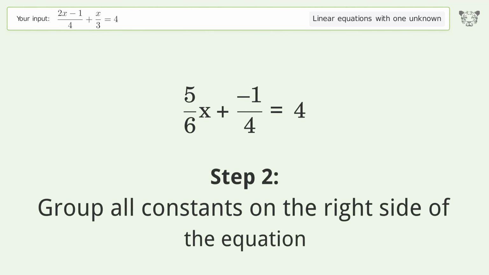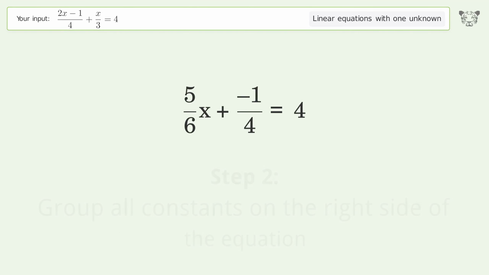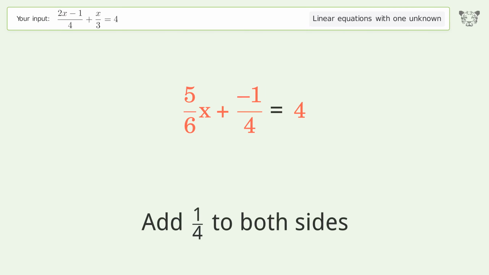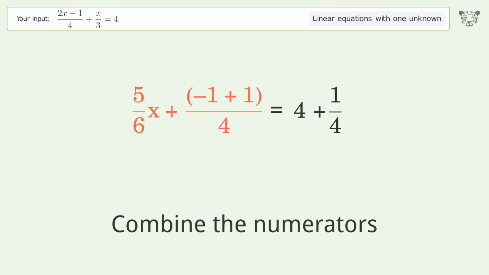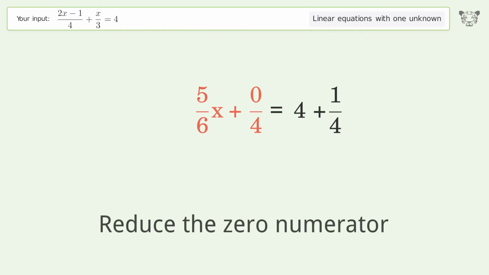Group all constants on the right side of the equation. Add 1/4 to both sides. Combine the fractions. Combine the numerators. Reduce the zero numerator.